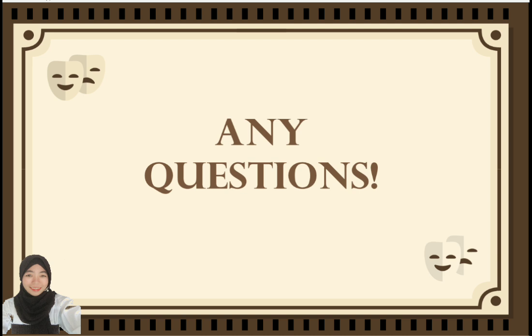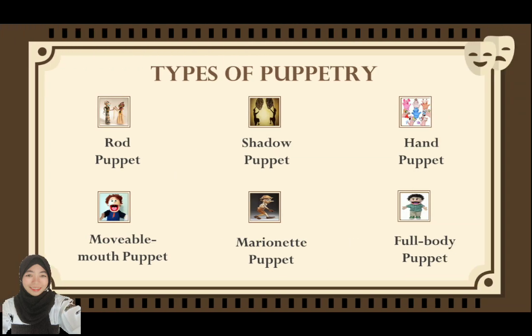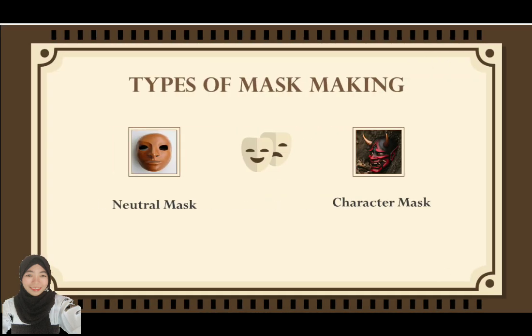So, we discussed the types of performance, the scripted and non-scripted performance. We also discussed the types of puppetry. We have six types: the rod puppet, the hand puppet, the movable mouth puppet, the shadow puppet, the marionette puppet, and the full body puppet. We also discussed the types of mask making. We have the neutral mask and the character mask.